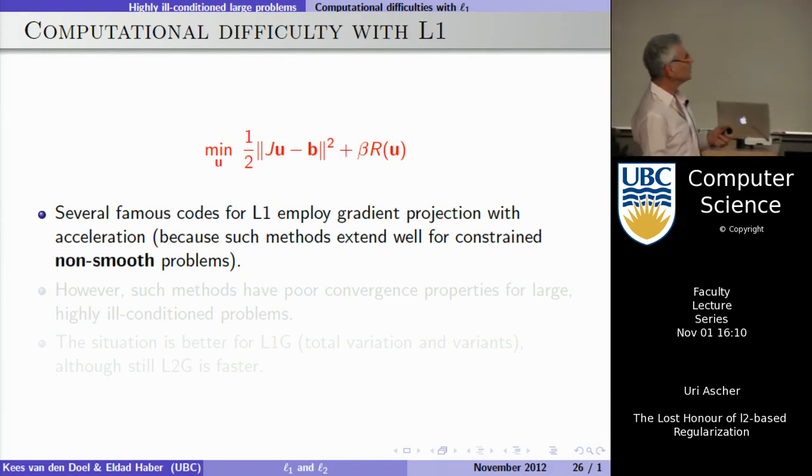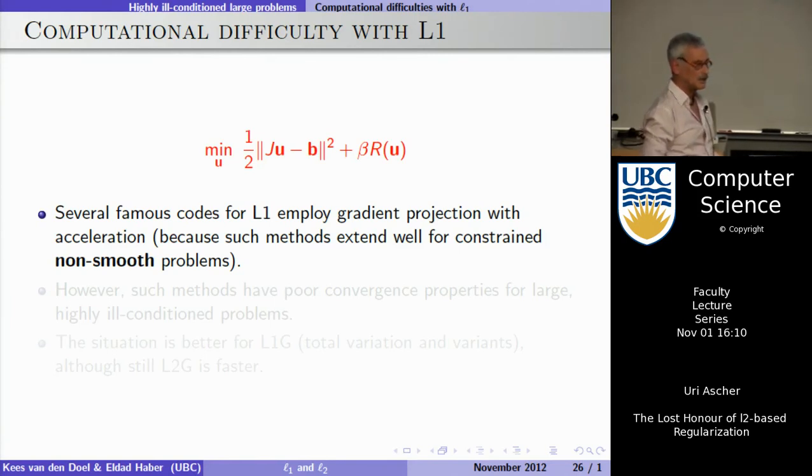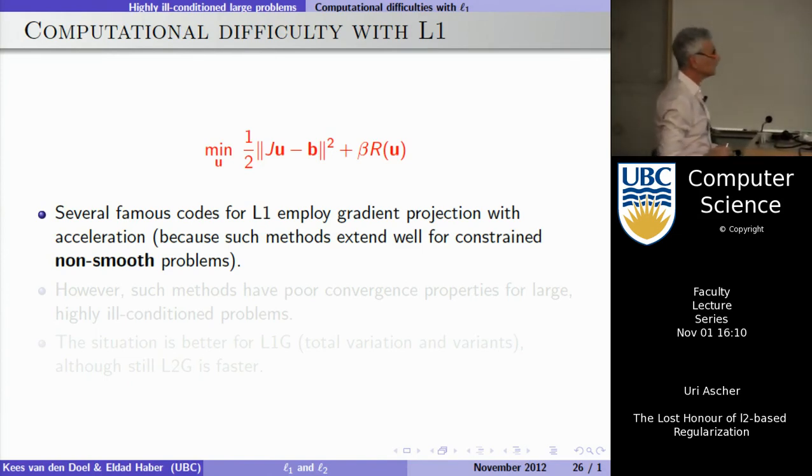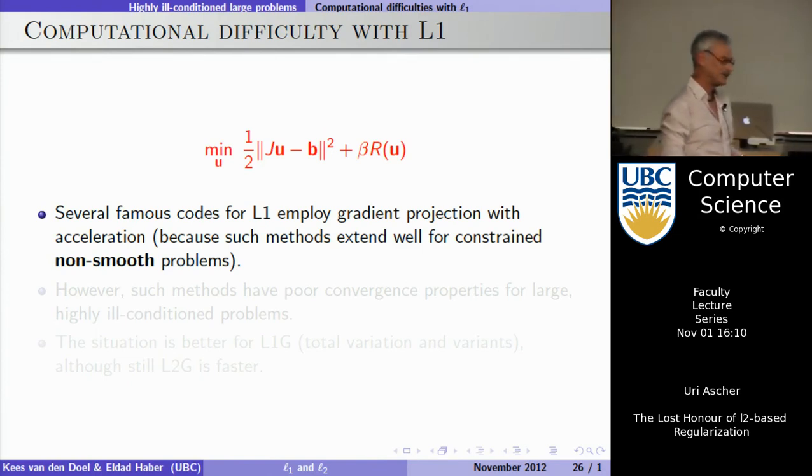And there are famous codes that use L1, including this GPSR that I mentioned, including SPGL1, which was written by Michael Friedlander, who's sitting here, and Ewout van den Berg. And there is another code called L1 Magic, I think, from Caltech. L1 Magic, yeah, by Candes, and I forget the name of the guy who actually wrote it, who was a student.